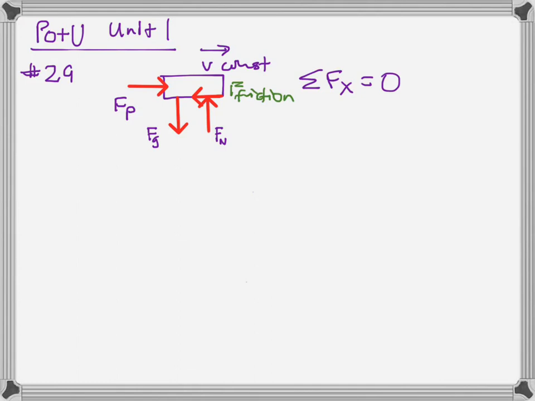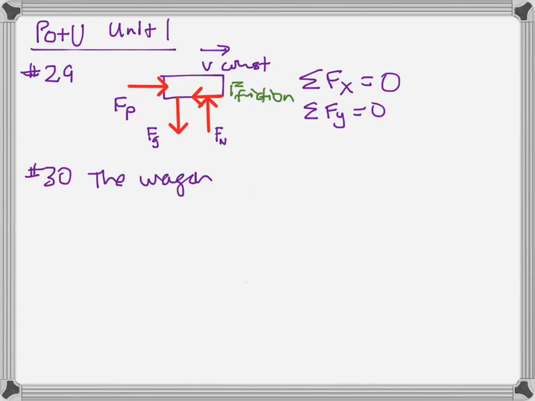We'd say the sum of the forces in the x direction is 0 because we're moving at constant velocity, but we'd also say that the sum of the forces in the y direction is 0. We call this dynamic equilibrium because the object is moving but it's not accelerating.